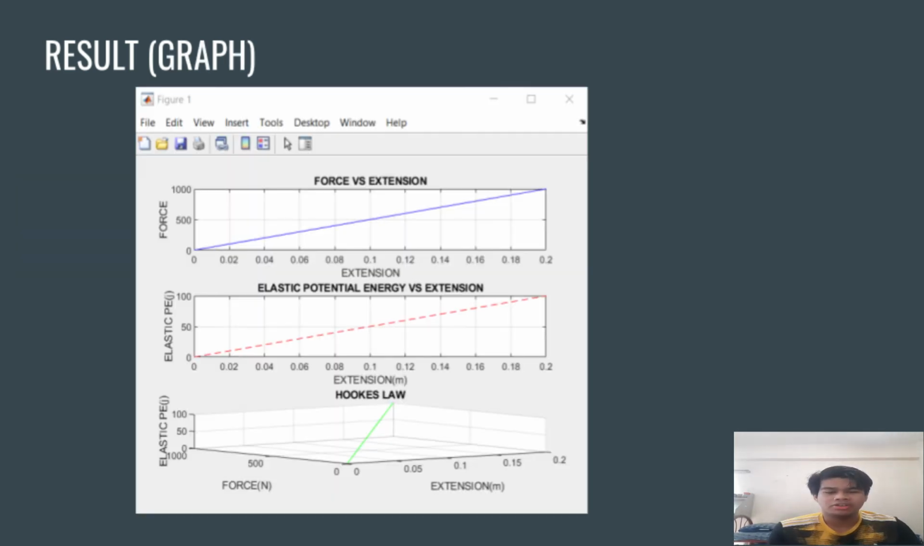This is the second result, which is the graphs. The first graph is force versus extension, with a blue line. The second graph is elastic potential energy versus extension, with a red dashed line. The last one is the Hooke's law graph, which is elastic potential energy against force against extension, with a green line.